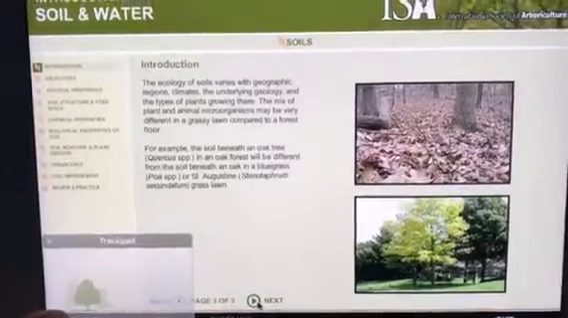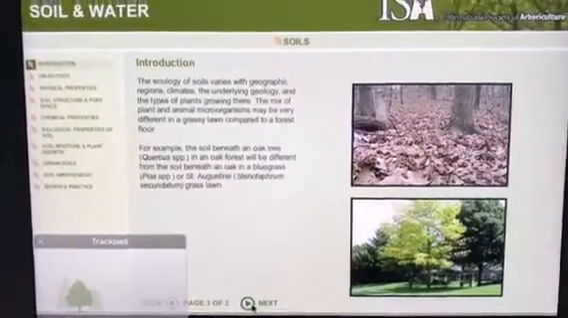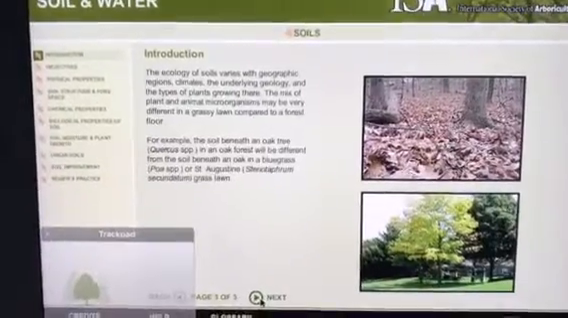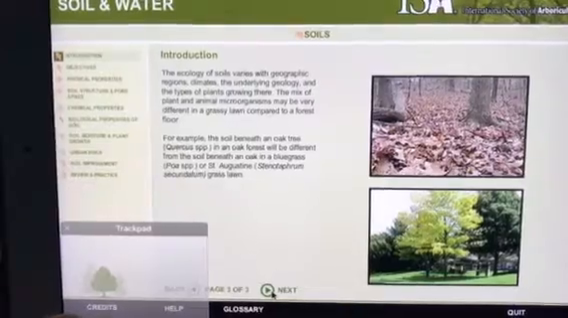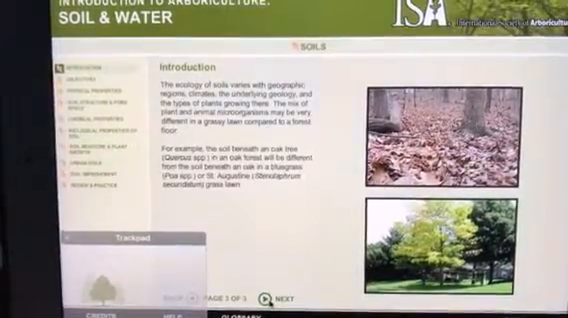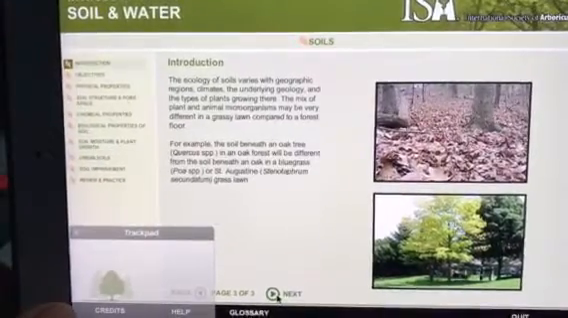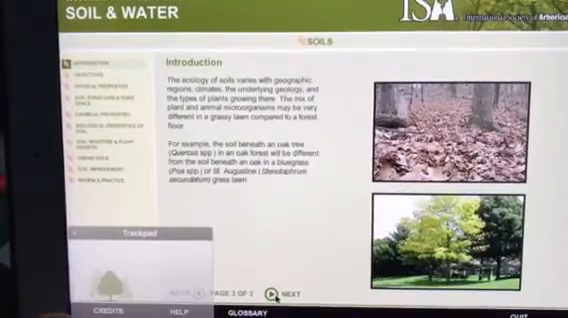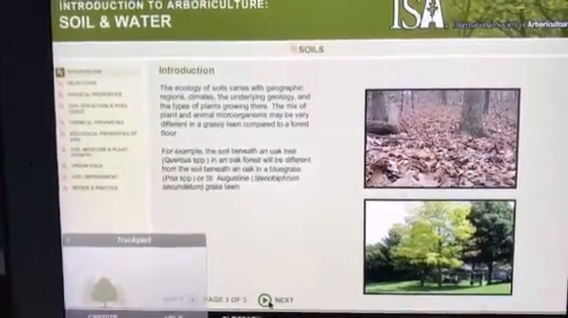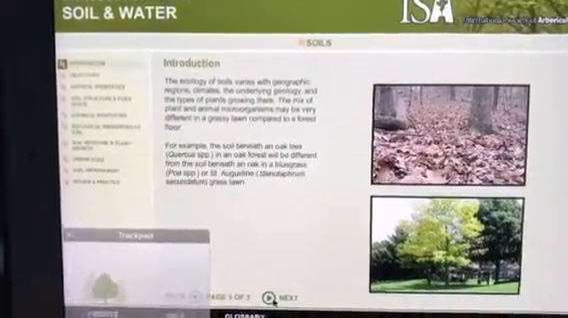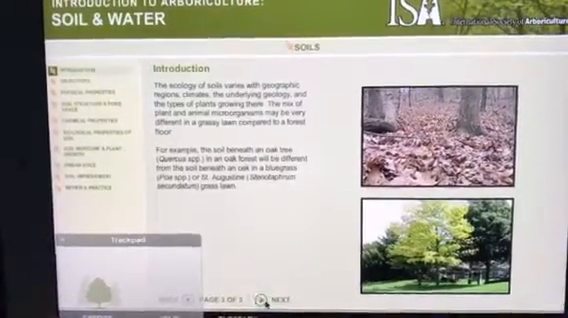The ecology of soils varies with geographic regions, climates, the underlying geology, and the types of plants growing there. The mix of plant and animal microorganisms may be very different in a grassy lawn compared to a forest floor. For example, the soil beneath an oak tree, Quercus species, in an oak forest will be different from the soil beneath an oak in a bluegrass, Poa species, or St. Augustine, Stenotaphrum secundatum, grass lawn.